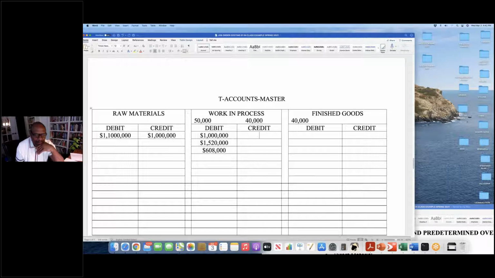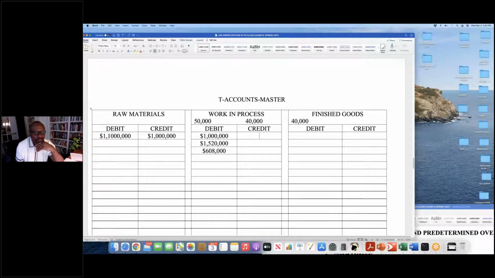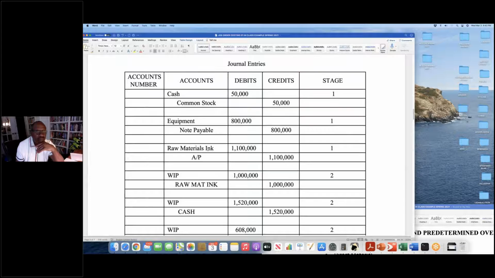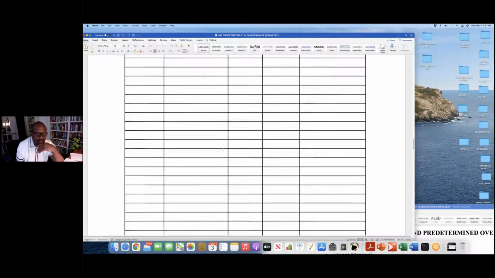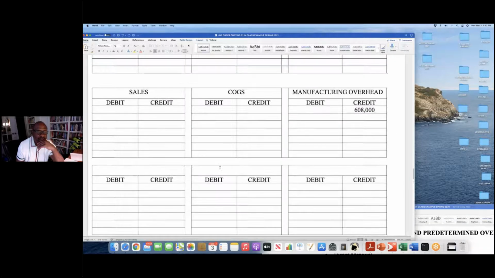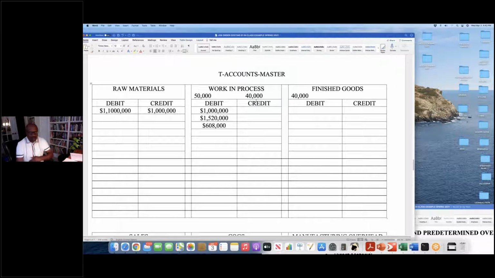But the paper, or was it ink? Was it ink or paper? Ink is still there. Yes, ink cartridge. So you didn't use those ink cartridges. They are still there. So 40,000 over 50 gives us 80%. So we're only going to transfer out 800,000 of the ink cartridges because we only finished 80% of the books. The others will be made the next period.